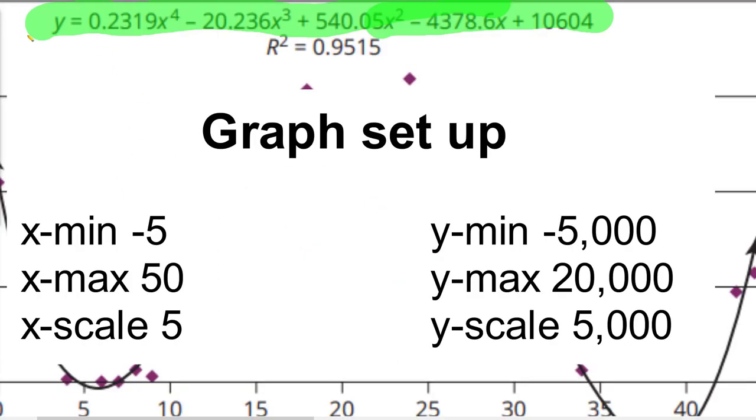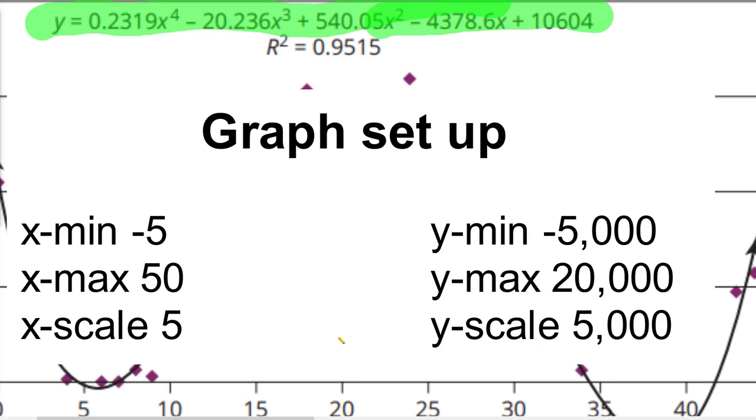So you should have come up with the equation that I've highlighted in green. Y equals 0.2319x to the fourth minus 20.236x cubed plus 540.05x squared minus 4378.6x plus 10,604. And that had an R squared value of 95% roughly.